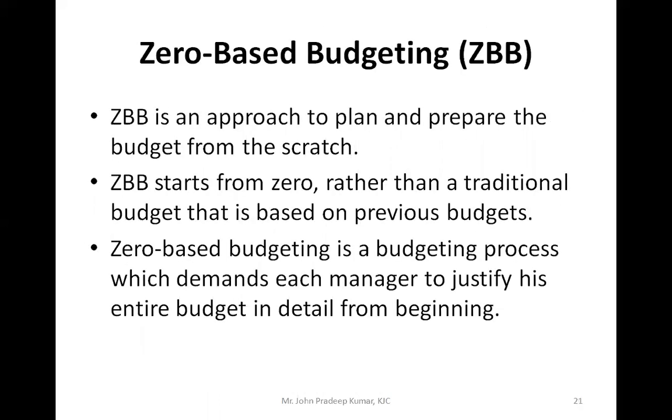And then a very important thing we have is zero-based budgeting. That is called ZBB, an approach to plan and prepare the budget from scratch. Normally, how they prepare budgets is they take the previous budget and add some increments, either in expenditure or in income, and then it becomes the new budget. That's what they traditionally do. But when it comes to zero-based budgeting, they have to start with zero. That means you cannot refer to your historical budget. You cannot refer to your last year's budget.